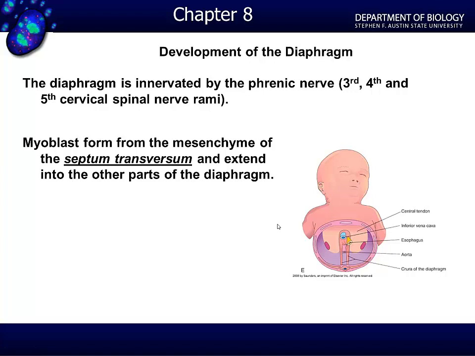Now, just the last thing to mention, when we look at the nervous system control of the diaphragm, that's going to be from the phrenic nerve. And the phrenic nerve is a composite, coming from branches off the 3rd, 4th, and 5th cervical spinal nerves. This causes the diaphragm to contract and relax in the appropriate manner so that we can effectively inhale and exhale during our respiratory cycle.